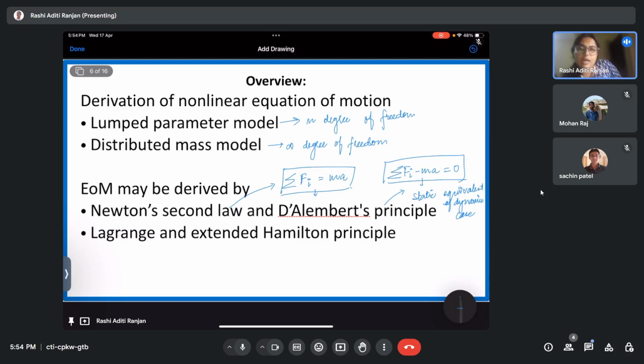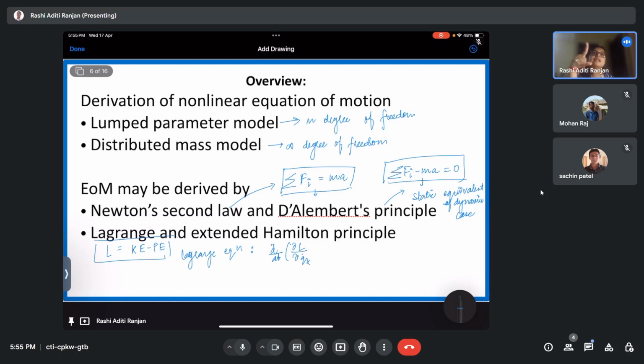I guess that thing should be clear to you all. Apart from that, we have energy approaches also, the Lagrange and extended Hamilton principle, wherein we first compute the kinetic energy and potential energy, and then we define the Lagrangian as kinetic energy minus potential energy. Then we write the Lagrange equation as d by dt of the partial derivative of L with respect to qk dot, where qk dot is the first derivative of my generalized coordinate.